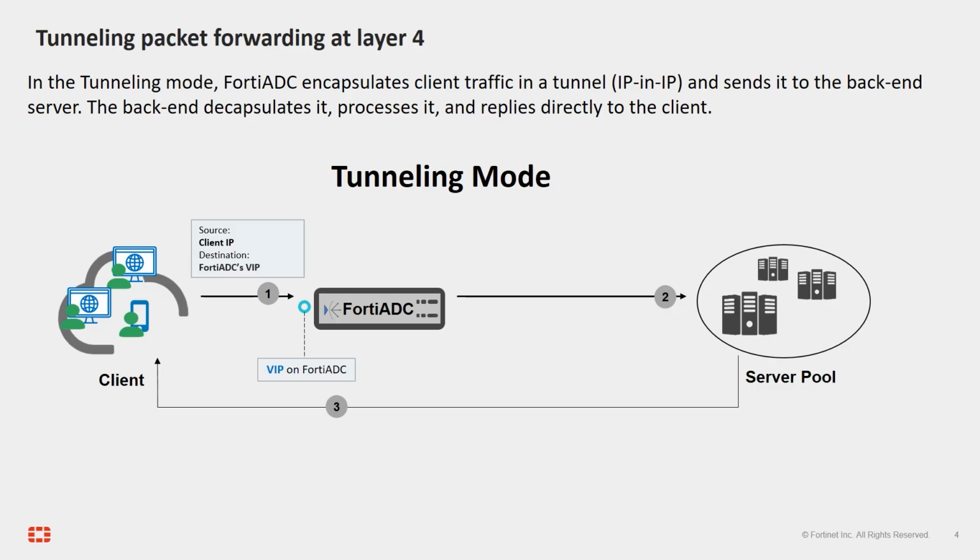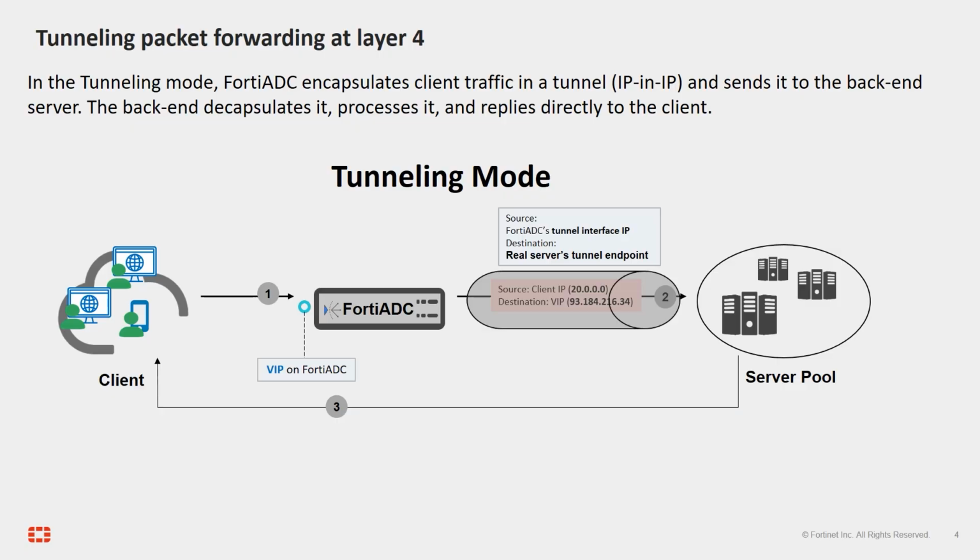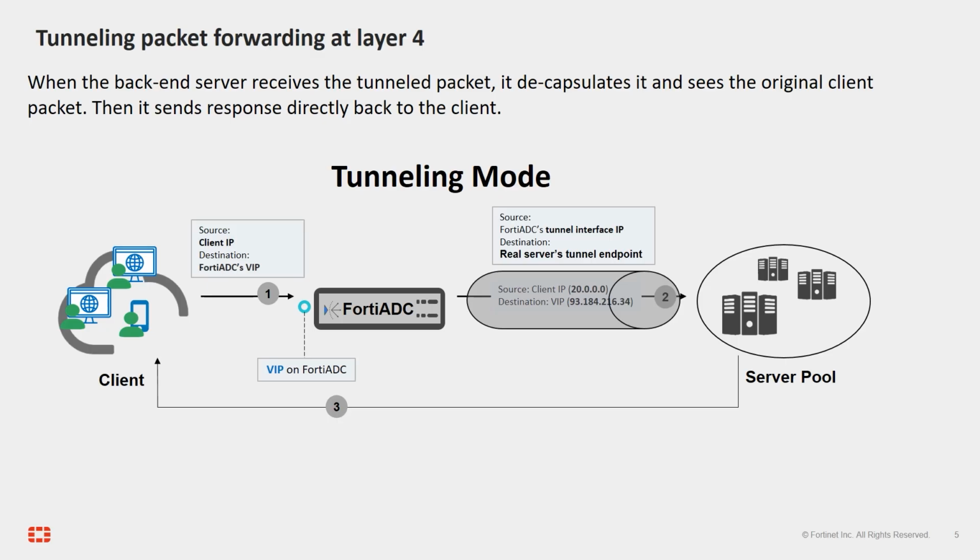In tunneling mode, FortiADC encapsulates client traffic in an IP over IP tunnel and adds a new outer IP header, while the inner payload remains as the original client packet. When the backend server receives the tunneled packet, it decapsulates it and sees the original client packet. Then it sends the response directly back to the client.